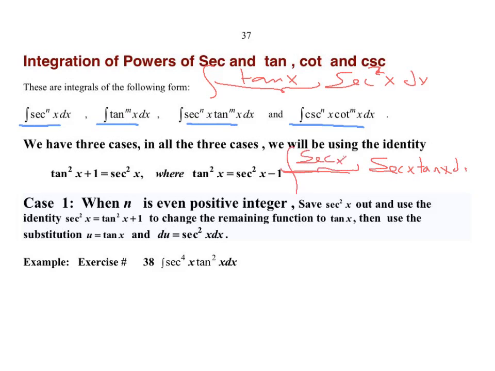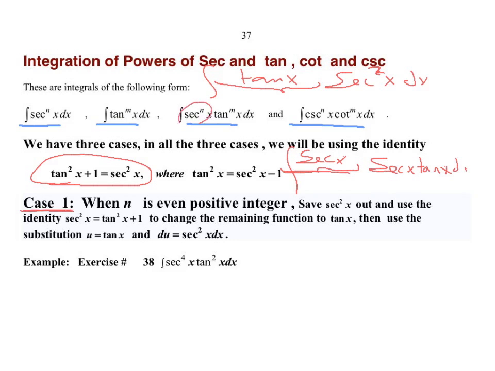We are going to use the identity tan square plus 1 equals secant square in order to change from tan to secant or secant to tan. Now, we are going to have 4 cases. Case 1, when n, which is the power of secant, is even.